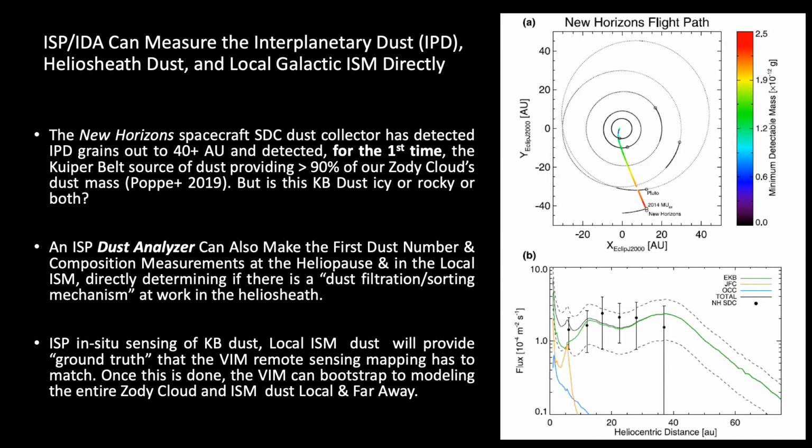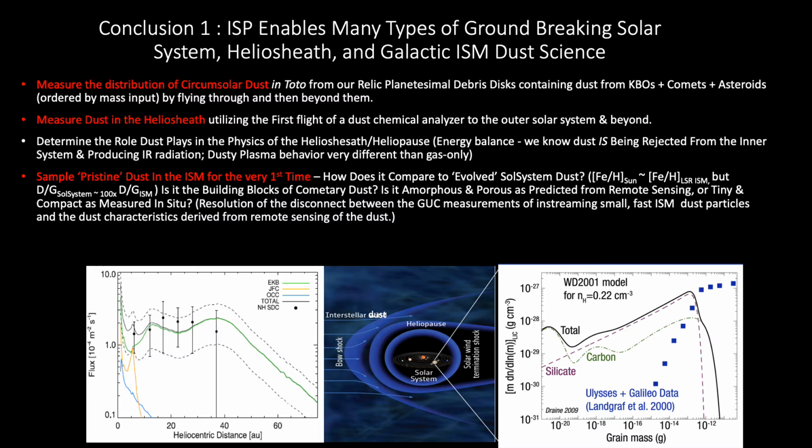And as I alluded, we clearly see that there is a second source. We see Kuiper belt dust here. But what we don't know is what it is made of. We only have one single chord from it, and you see the error bars are not tiny. So getting a better detector, or just another detector through on a different chord, and a better one that is a little more sensitive to larger ranges of dust size, as well as sensitive to the dust composition, would be a fantastic boon for dust science in the solar system. So in summary, ISP enables many types of groundbreaking solar system, heliosheath, and galactic ISM dust science.